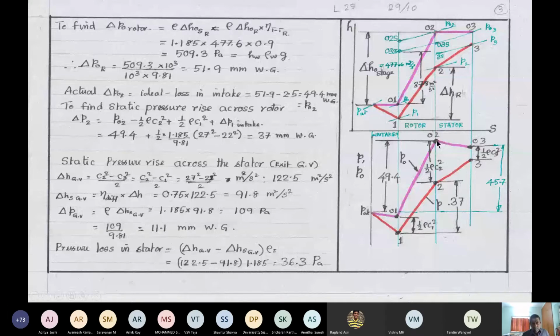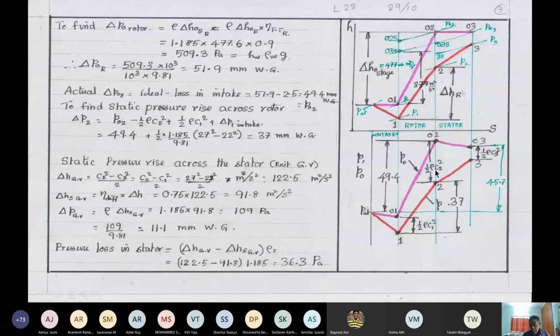Then you have to add the corresponding values of the intake losses, because this static pressure you have to take from point 1 to 2. So you have some loss here, then you have the intake dynamic head, half rho C square. So from the total P02, you subtract half rho C2 square.